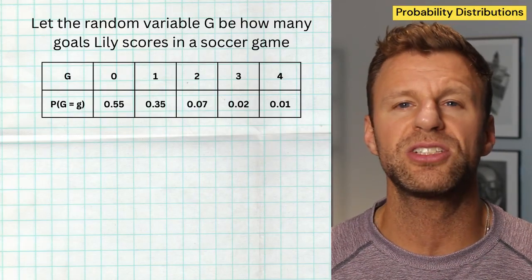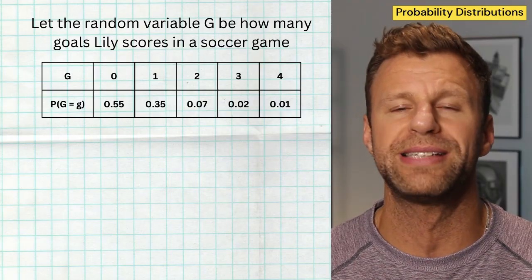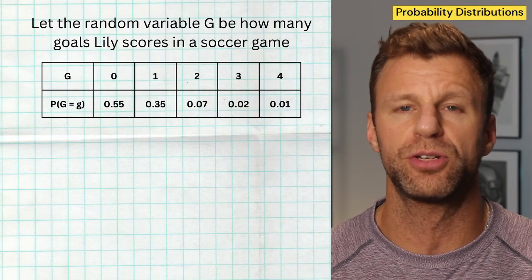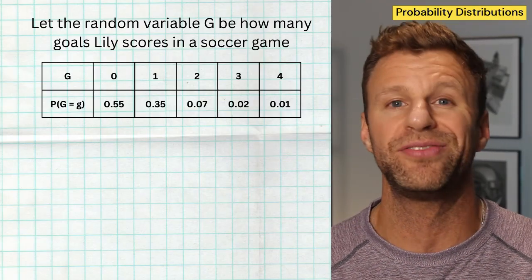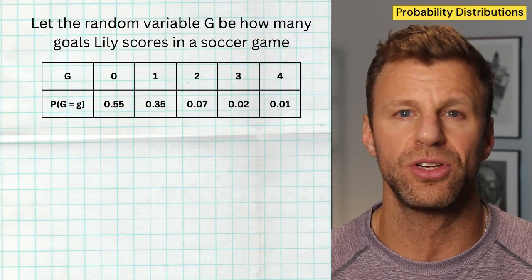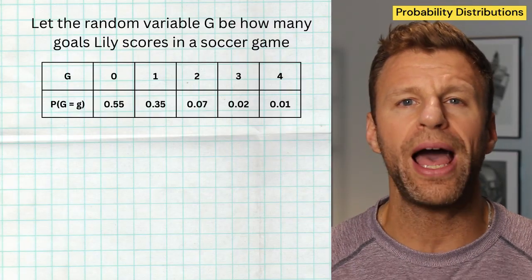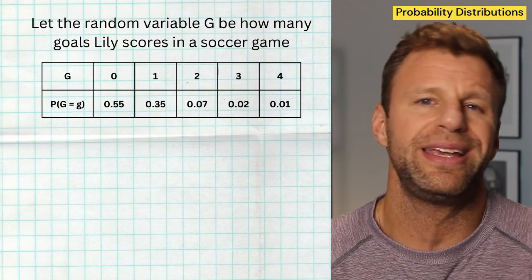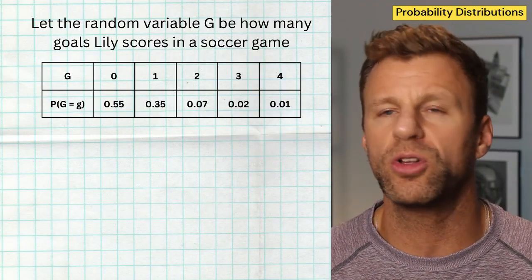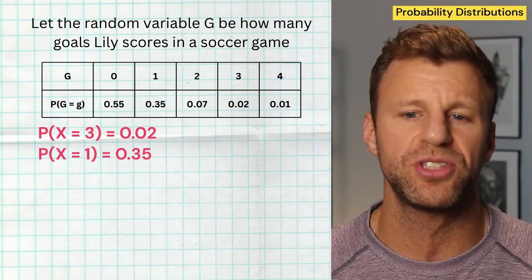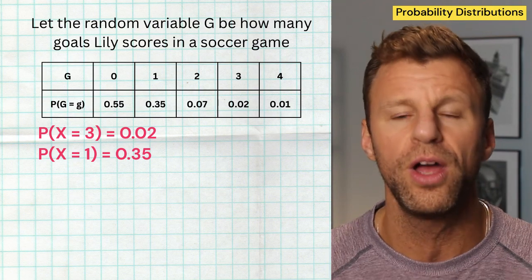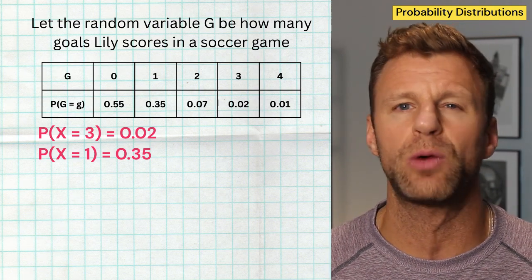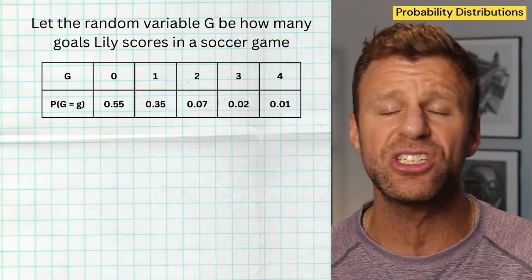Now, a key thing to recognize is that all the probabilities in a discrete probability distribution have to add up to 1. If they don't, something's not right, so you might want to fix it. But once you have one of these probability distributions, it's really easy to ask you some basic questions. What's the probability she scores 3 goals? 2%. What's the probability she scores 1 goal? 35%. I can even ask questions like, what's the probability she scores at least 1 goal?